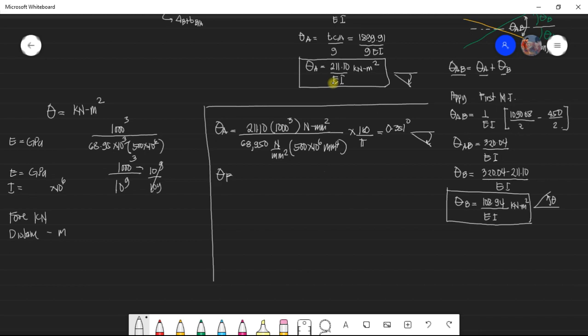So theta B is 108.94 divided by 68.95 multiplied by 500, times 180 over pi. The answer is the same. So 108.94 over 68.95 times 500 times 180 over pi gives 0.181 degrees. The rotation of this one is counterclockwise.